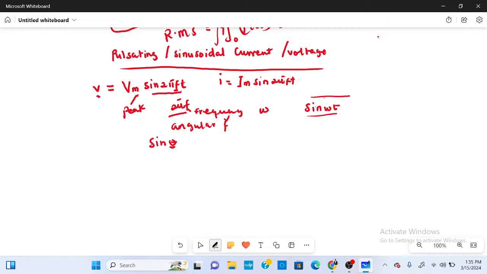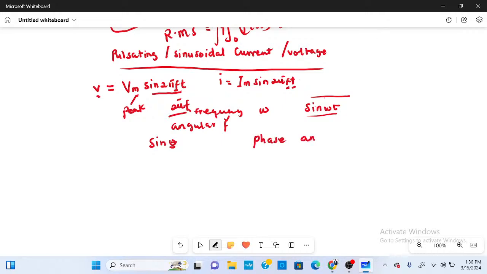You realize that the voltage parameters and the current parameters are the same, just that this is current. So for current, you have your peak value, angular velocity, and here is your frequency, then your time. So let's see. I have some problems here, but before that, we have what we call a phase angle.